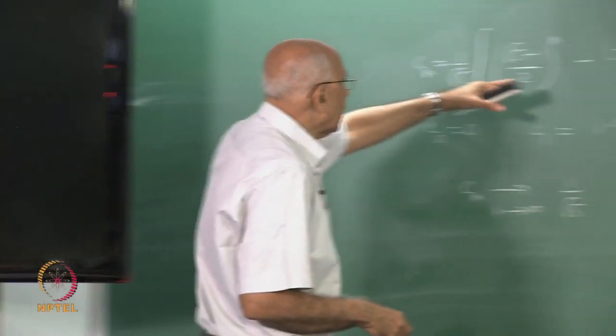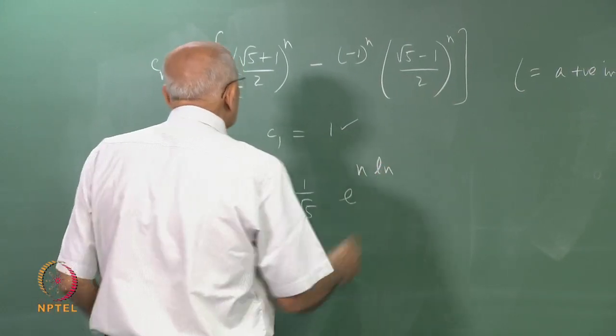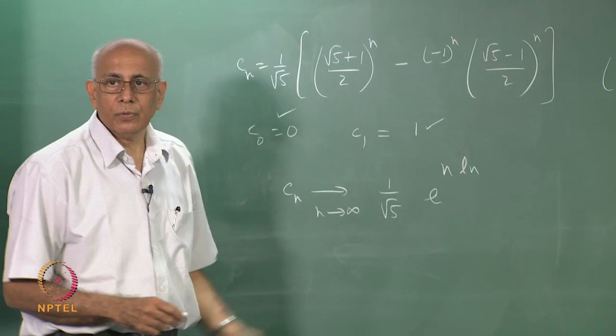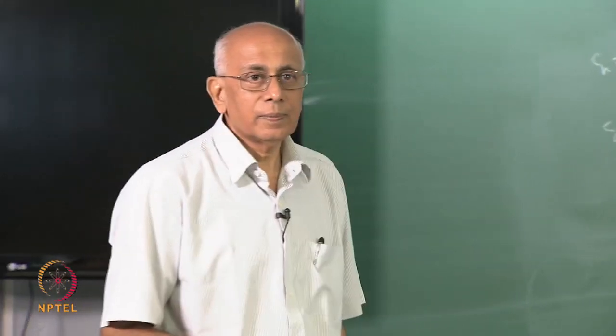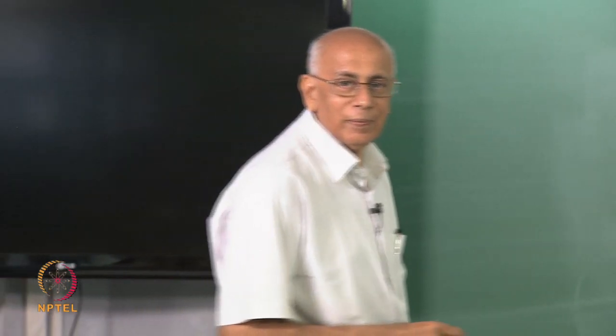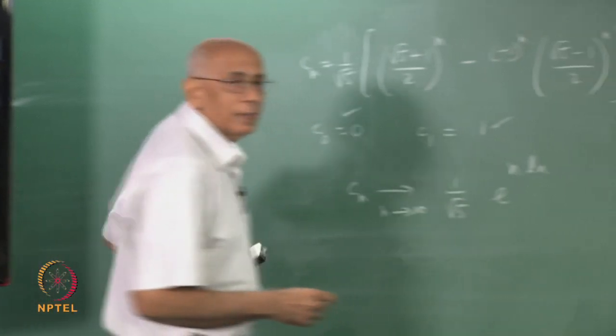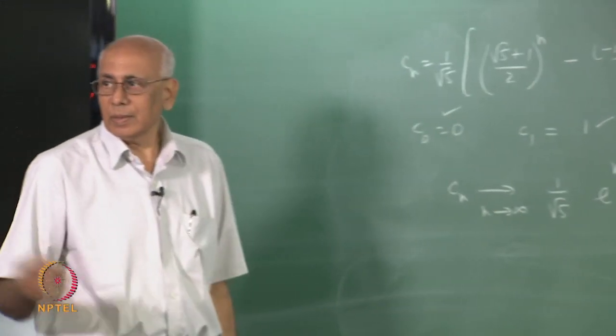So it is really this guy, and this is equal to e to the power n log of (root 5 plus 1) over 2. But of course (root 5 plus 1) over 2 is a very famous number, right. It is the golden mean. What is the value of this number? It is 1.618 something something etc.